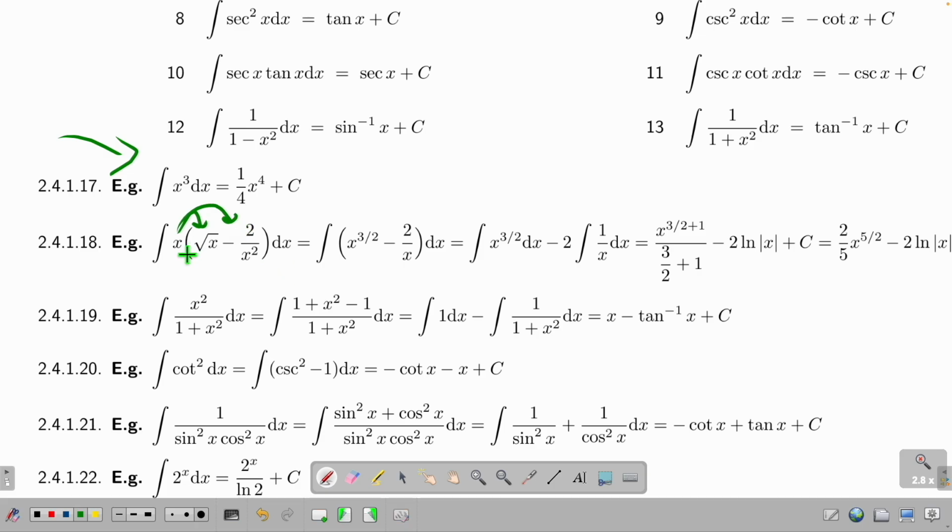Then what about this? Distribute inside. This is power 1. This is power 1 half. So we have 3 divided by 2. This is negative 2. This is power 1. So we have negative 1.